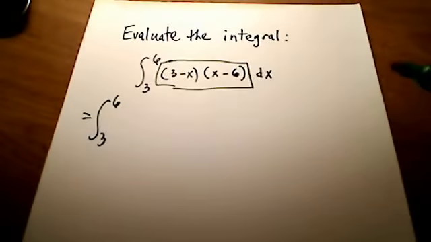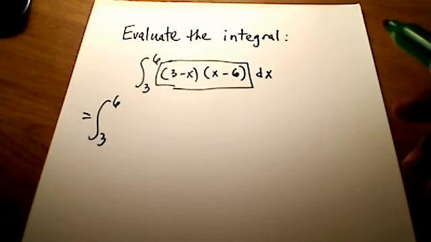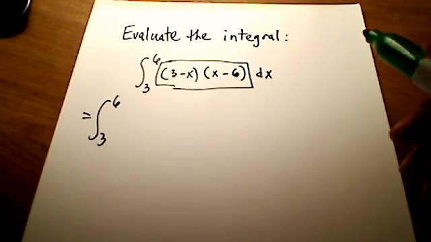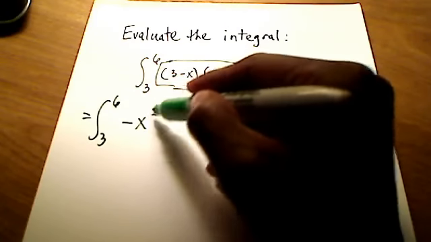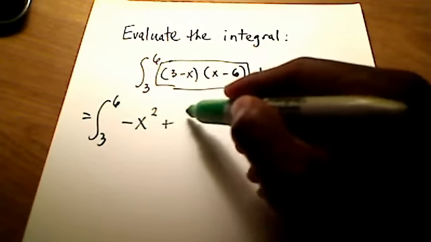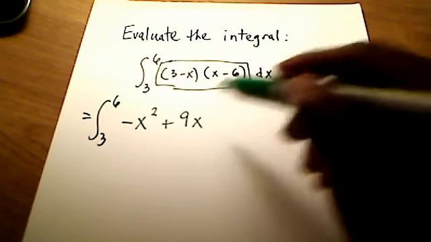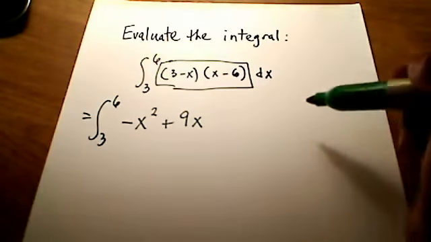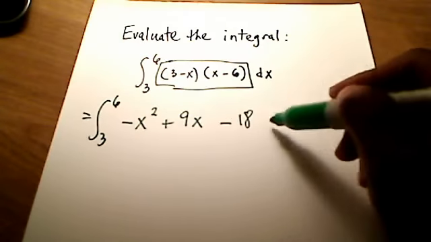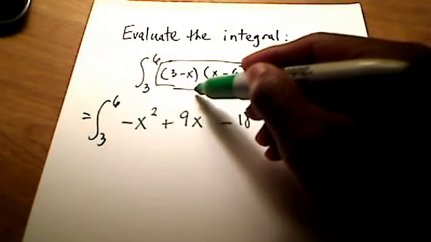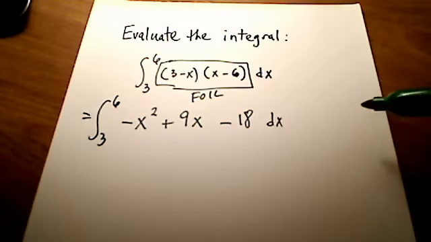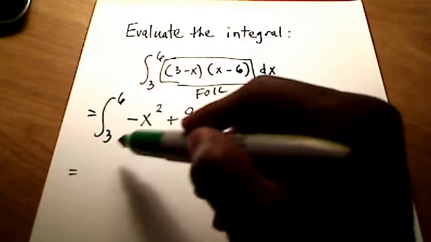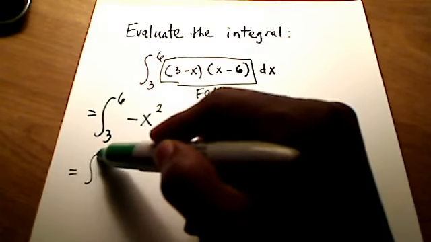What I have then is the integral between 3 and 6. If you take a moment and FOIL this and add up the like terms, you should end up with negative x squared plus 9x, that's to the first power, and then minus 18. So if you take a quick second and FOIL all that, this is the trinomial that you should end up with. All right, so let's find the antiderivative here.